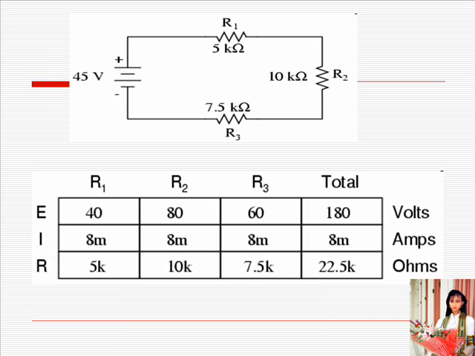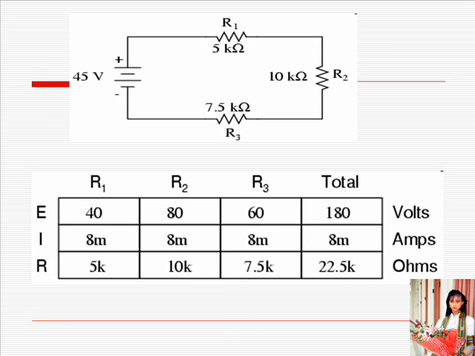It should be apparent that the voltage drop across each resistor is proportional to its resistance, given that the current is the same through all resistors. Notice how the voltage across R2 is double that of the voltage across R1, just as the resistance of R2 is double that of R1.